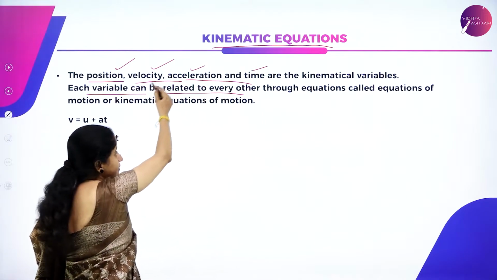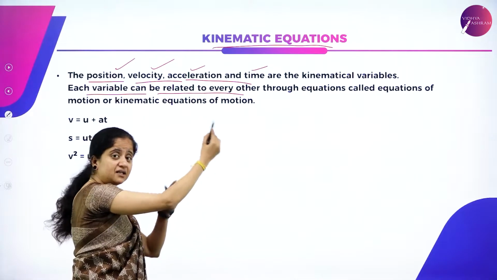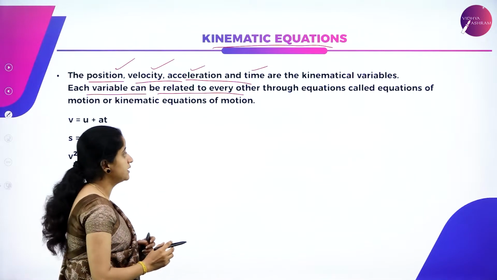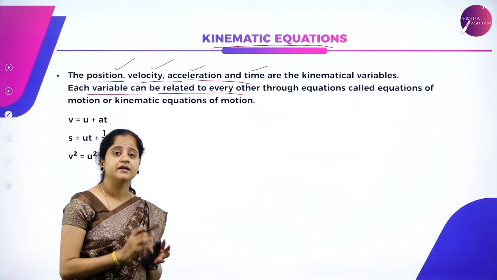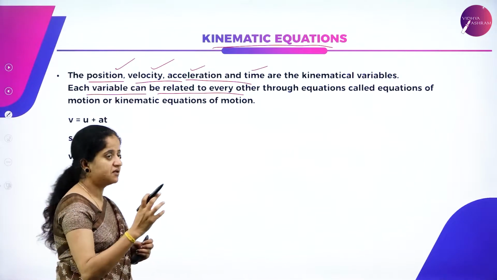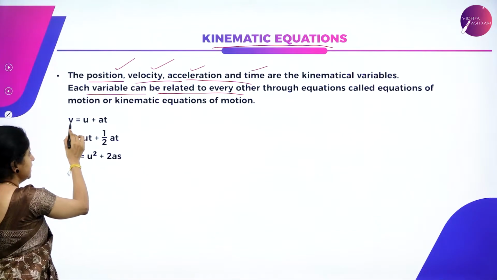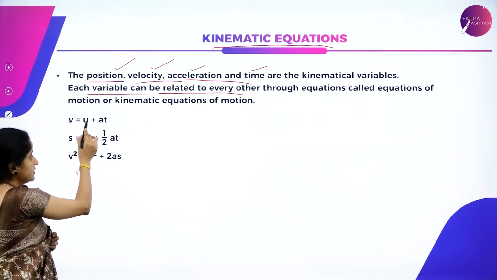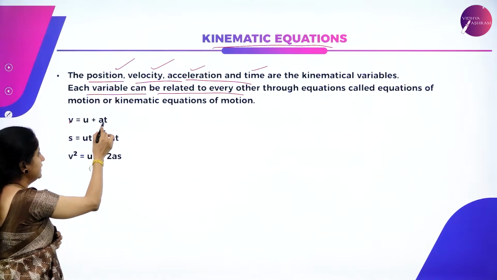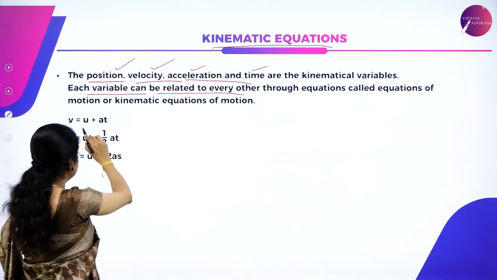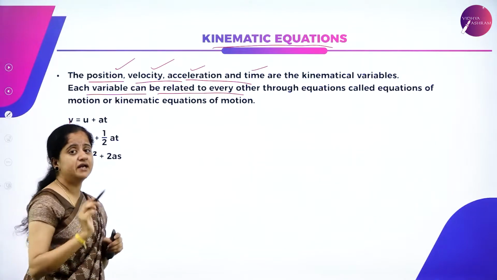So each variable can be related to every other variable with the help of equations, and they are called equations of motion or kinematic equations. So let us see a few kinematic equations. Here V is velocity, final velocity, U is initial velocity, A is acceleration and T is time.